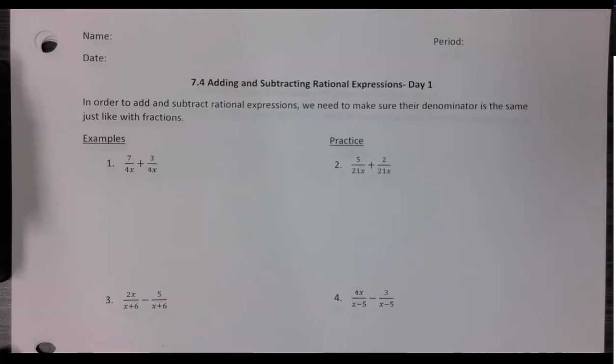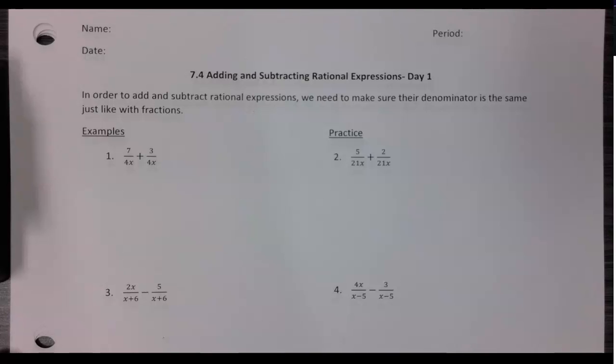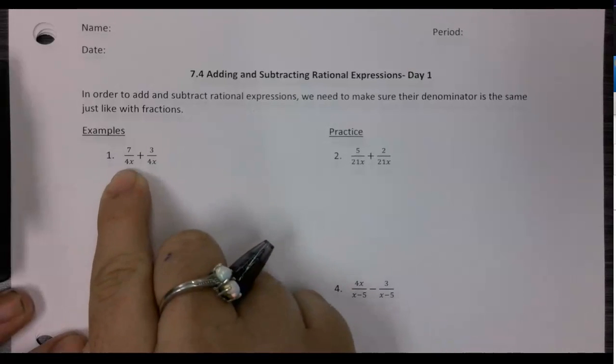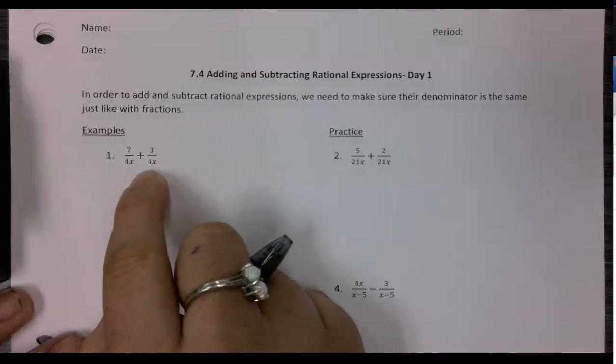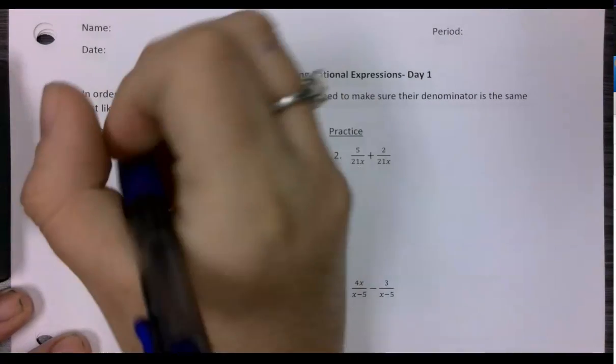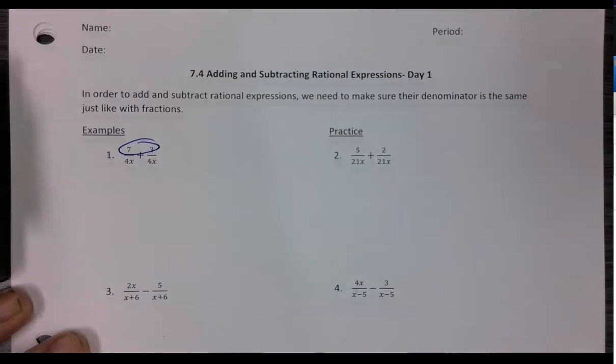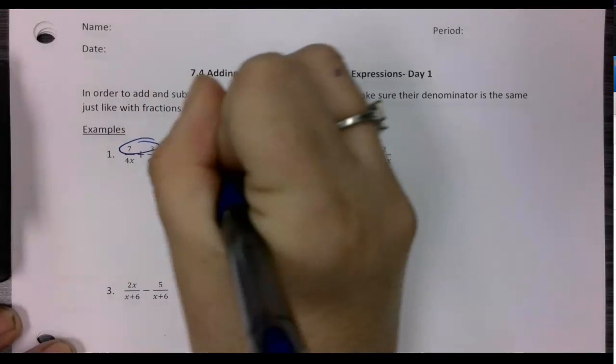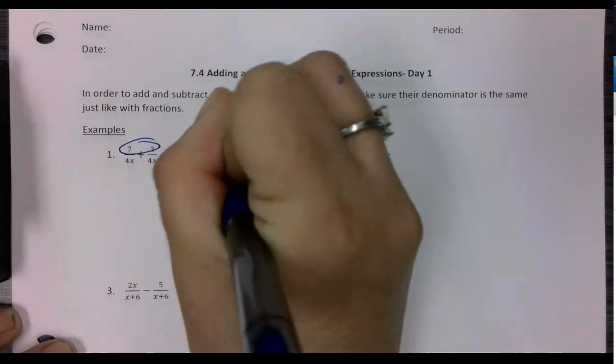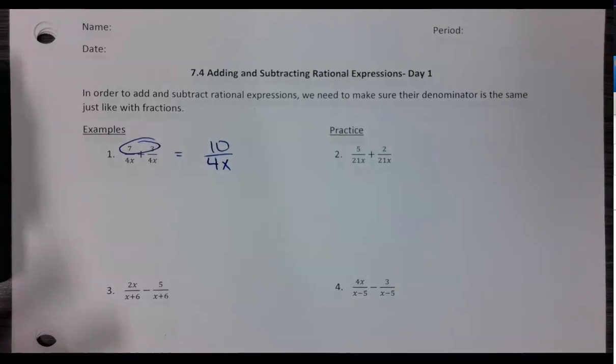Just like when we added fractions with just numbers on the bottom, our denominators need to be the same. So in order to add them, they need to have the same bottom. For number one, they both have 4x. So I'm going to combine the numbers on the top. 7 plus 3 gets me 10, and the bottom is just going to stay 4x. And then I can simplify if necessary.